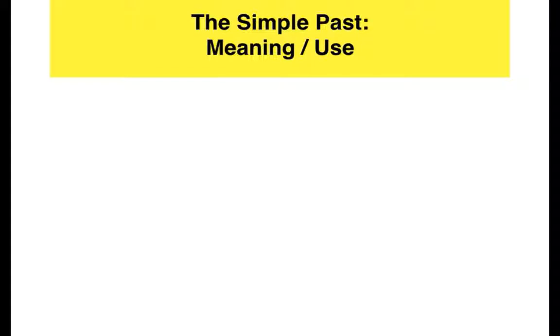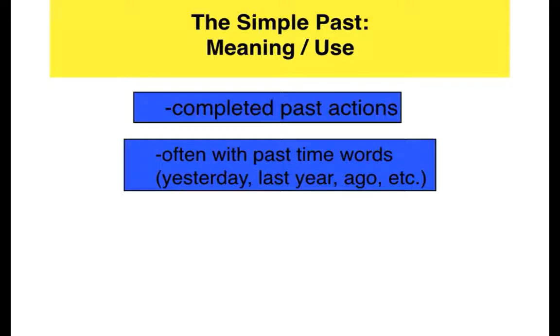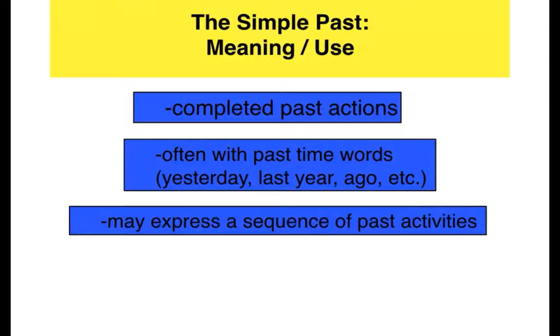Okay, so why do we use the simple past? Well, we use it to talk about completed past actions. We can see that they have a clear beginning and an end. Also, we often use this tense with past time words like yesterday, last year, 3 minutes ago, etc. And finally, the simple past may be used to express a sequence of past activities. Let me show you what I mean.